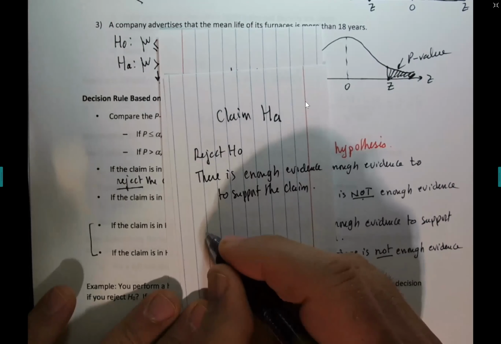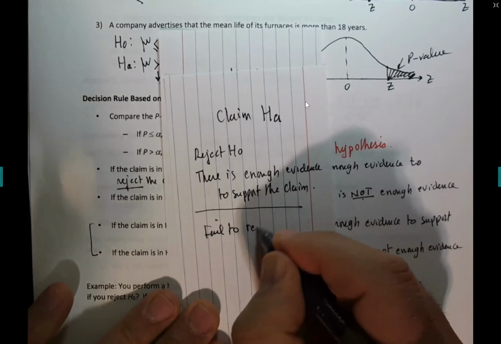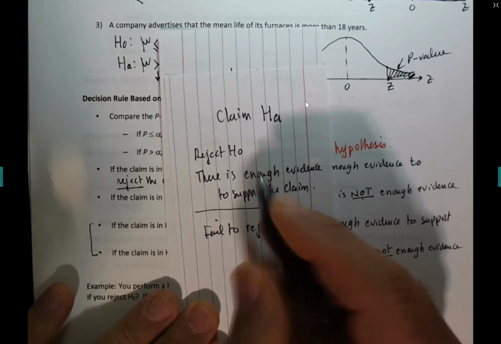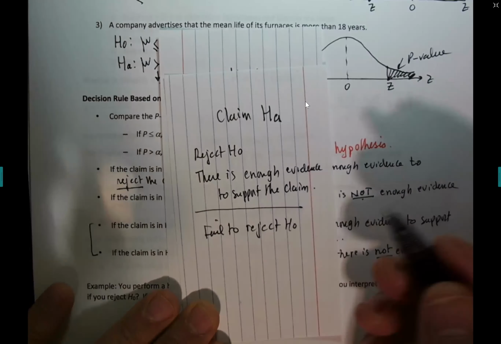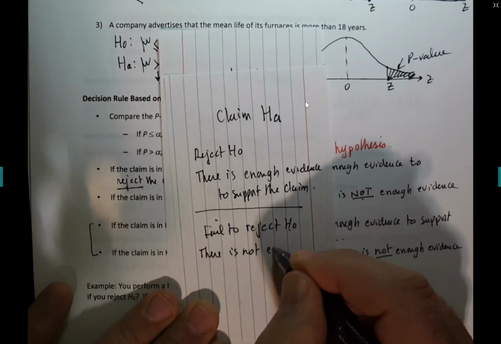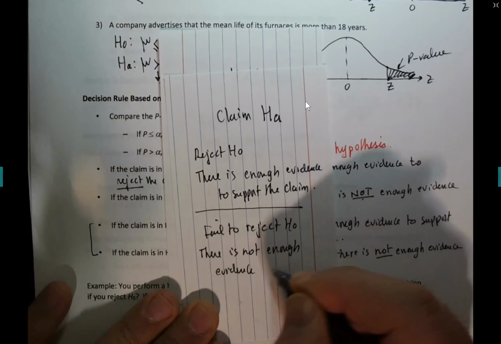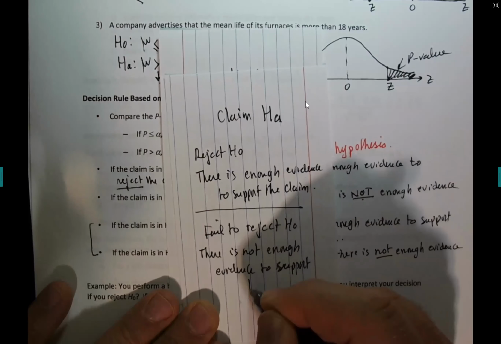And if you fail to reject H0, guys, instead of there is enough evidence, you say there is not enough evidence to support the claim. So those are the keywords, again, the support.